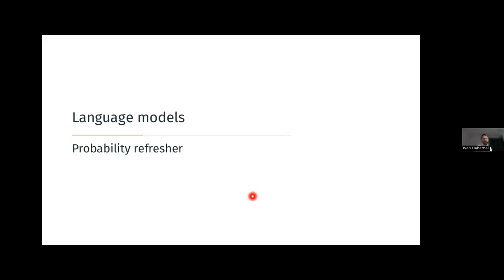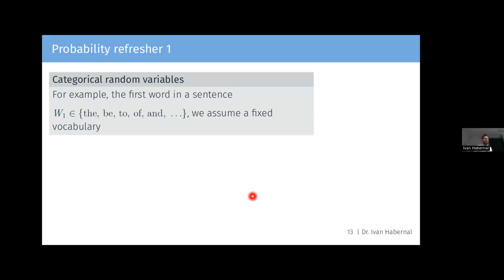So that's why I think it's important to have a refresher here on the notations we're going to be using. So we have categorical random variables. We had it already before: different categories, and there's no ordering whatsoever. A categorical random variable is something which we observe as random and want to reason about the probabilities of. The first word in a sentence, for example, we call it capital W1. Well, it's not a matrix, it's a random variable. Oh, that sucks. Okay, just be aware it's coming from a different world a little bit.